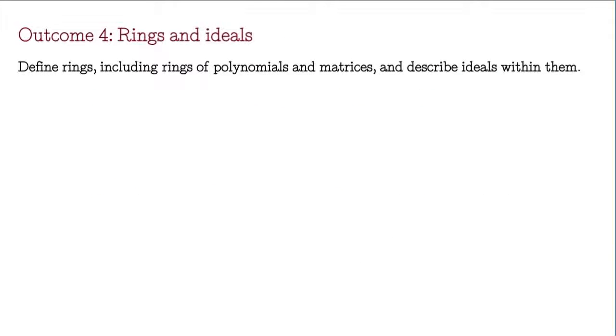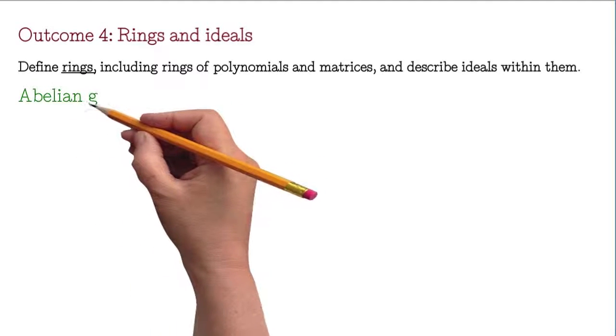Outcome number 4 is our next big milestone in the content of our course, and that's rings. So we want to be able to define a ring, including rings of polynomials and matrices, and then to describe ideals within them. Ideals are like the sub-objects inside of rings that we care the most about. Again, what is a ring? A ring is an abelian group with an extra operation.